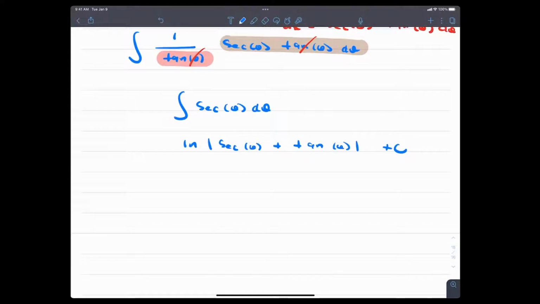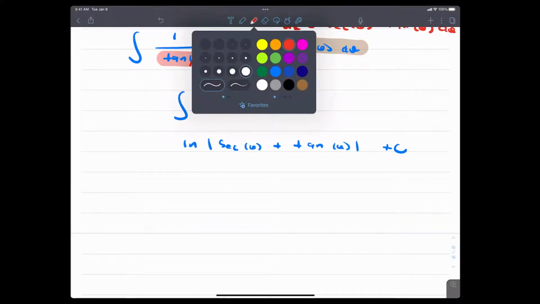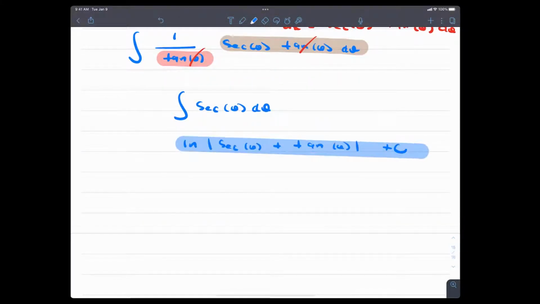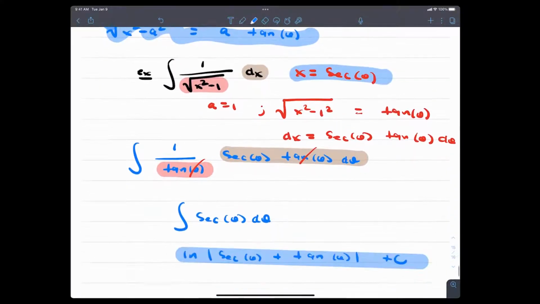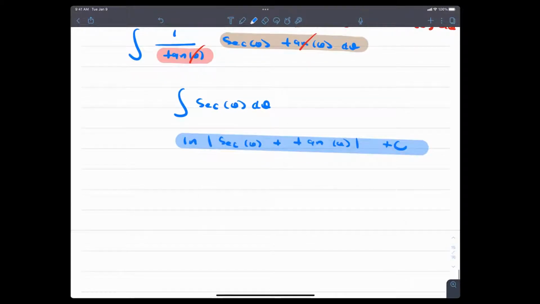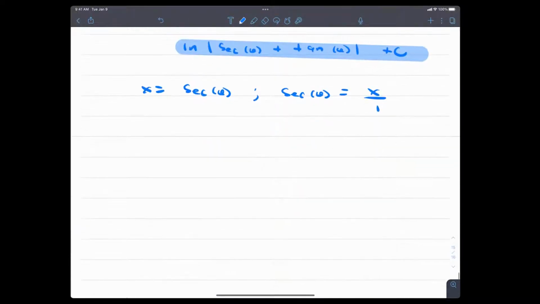Anyway. All right, now you say, okay, that was all based on the idea that we replaced x. X was secant theta. So if x is secant theta, here's kind of how I think about it. That means secant theta is x over 1, right? Or what's the reciprocal of secant? Cosine is 1 over x.